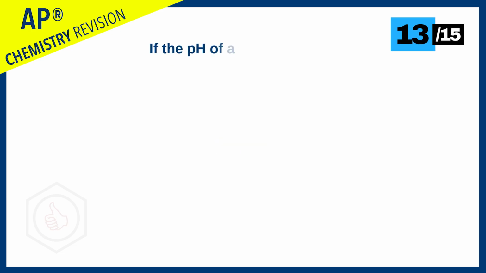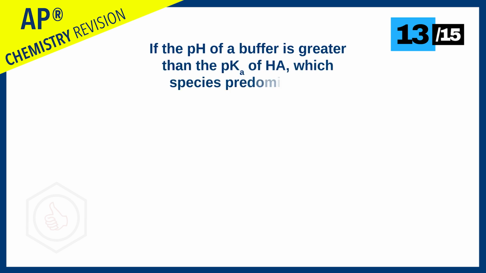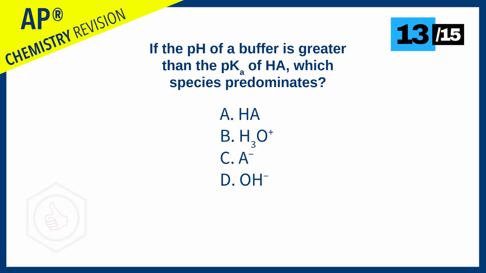If the pH of a buffer is greater than the pKa, which species predominates? HA, H3O plus, A minus, or OH minus?